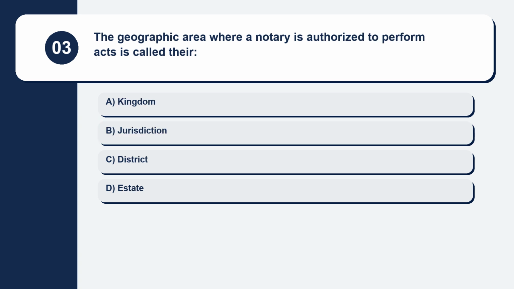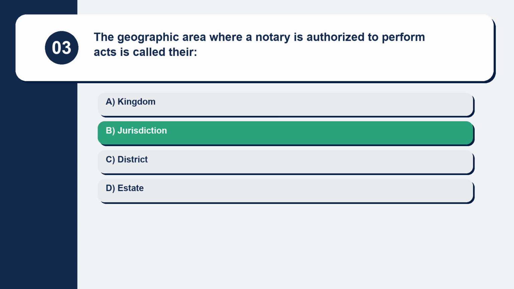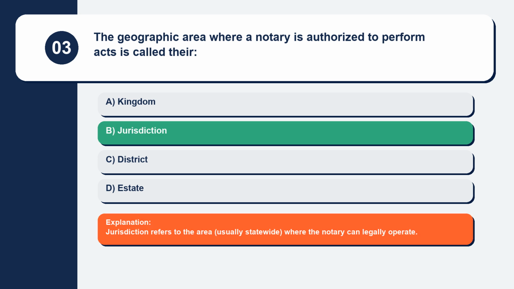Question 3. The geographic area where a notary is authorized to perform acts is called their: kingdom, jurisdiction, district, estate. Jurisdiction refers to the area, usually statewide, where the notary can legally operate.